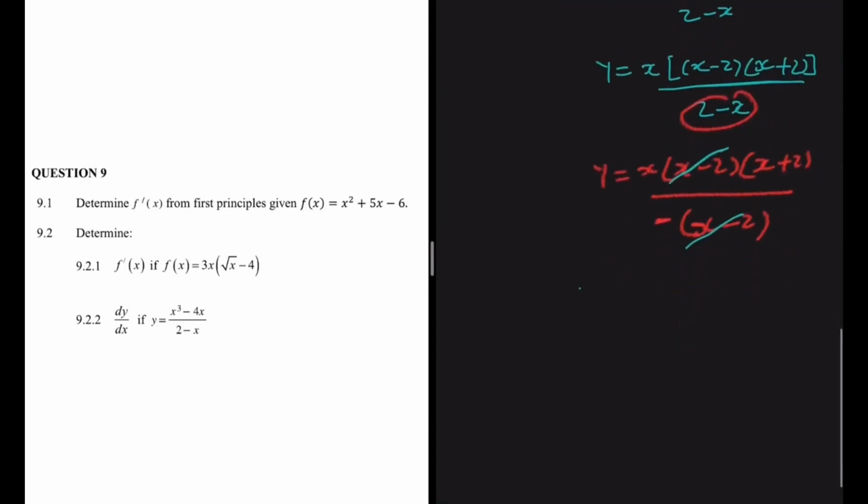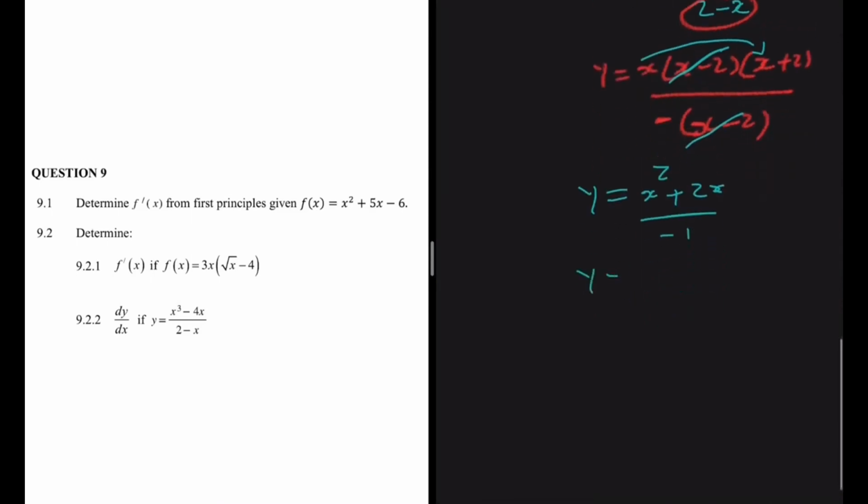So now we're going to be left with y equals x multiplied by x, that will be x squared, this and this here. And then we're going to have plus 2x, and then we're dividing by minus 1. So y should be equal to minus x squared minus 2x.